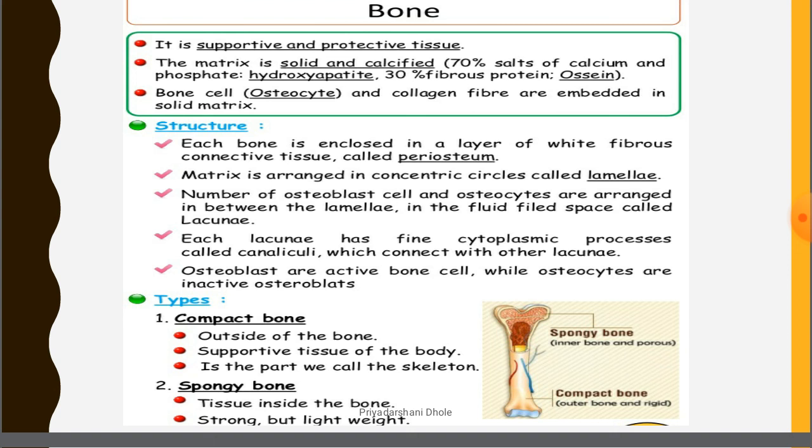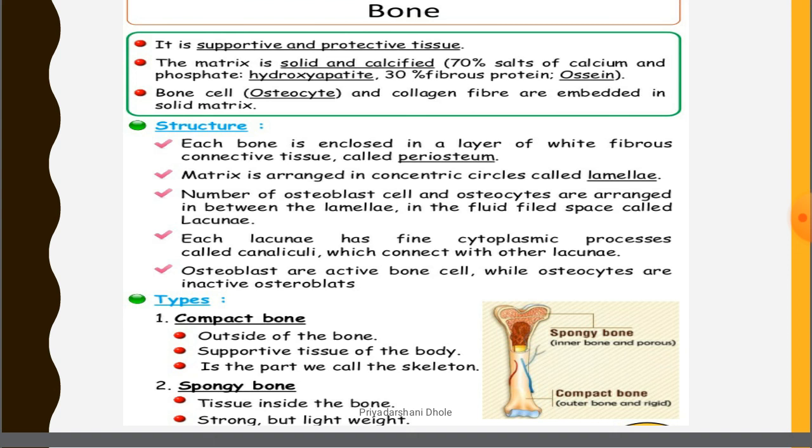Each bone is enclosed in a layer of white fibrous connective tissue called the periosteum, and the matrix is arranged in concentric circles called lamellae. A number of osteocytes are present in fluid-filled spaces called lacunae. They have cytoplasmic processes, hair-like structures called canaliculi, which connect the lacunae with each other. Osteoblasts are active bone cells, while osteocytes are inactive osteoblasts.